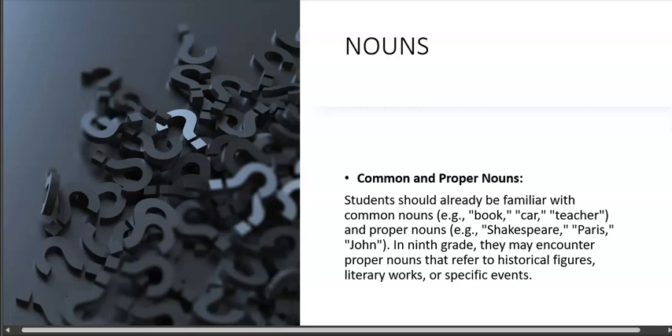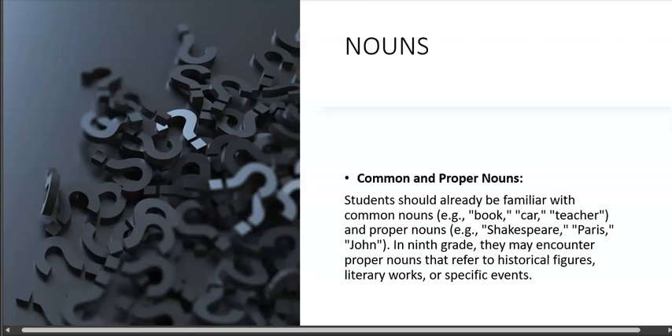Now, common nouns are just nouns that we know, we are familiar with, or we talk about them or we use them in our day-to-day communication, okay? So nouns like book, nouns like car, nouns like teacher, these are common nouns, okay?